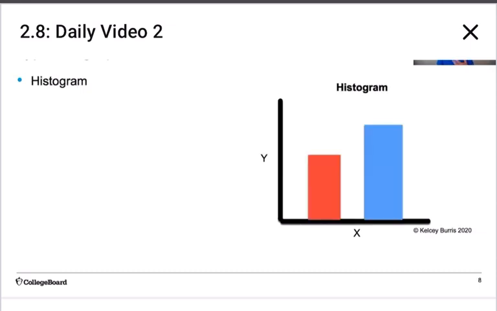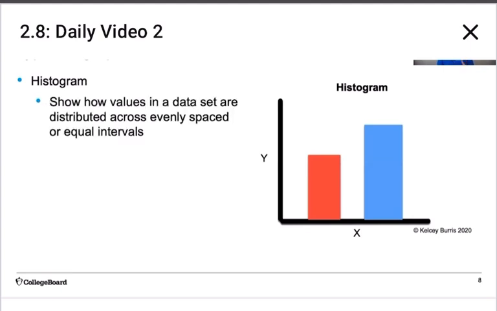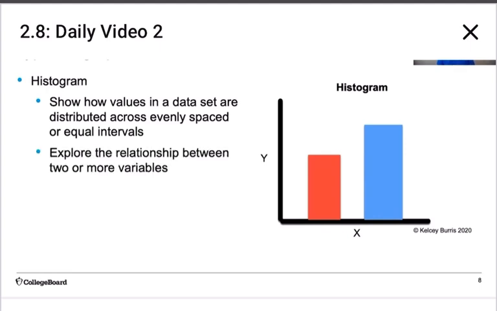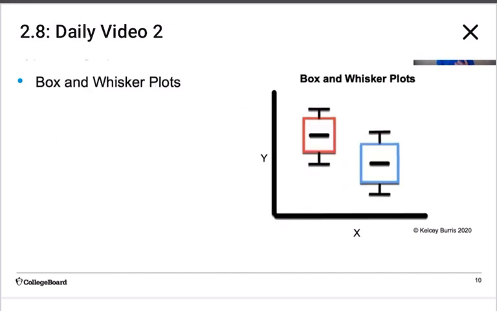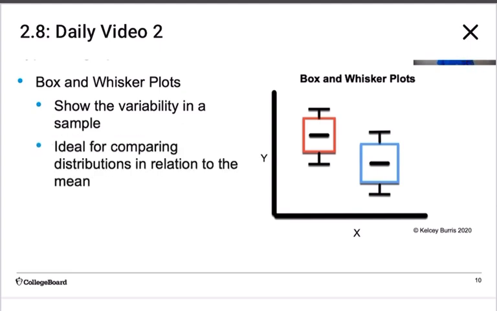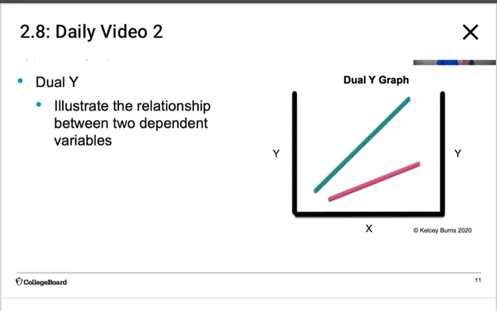The next type of graph is a histogram. It shows how values in a data set are distributed across evenly spaced or equal intervals. You can also explore the relationships between two or more variables with a histogram. For a bar graph, you're simply comparing multiple groups or treatments to each other. For a box and whisker plot, you're looking at showing the variability in a sample, and it is ideal for comparing distributions in relation to the mean. The dual Y graph is used to illustrate the relationships between two dependent variables.